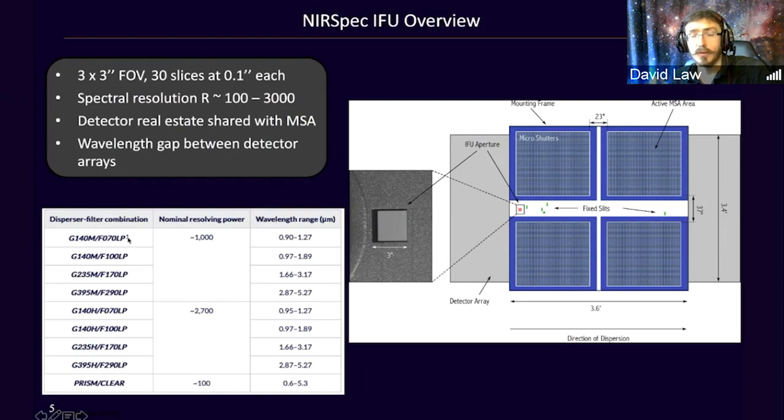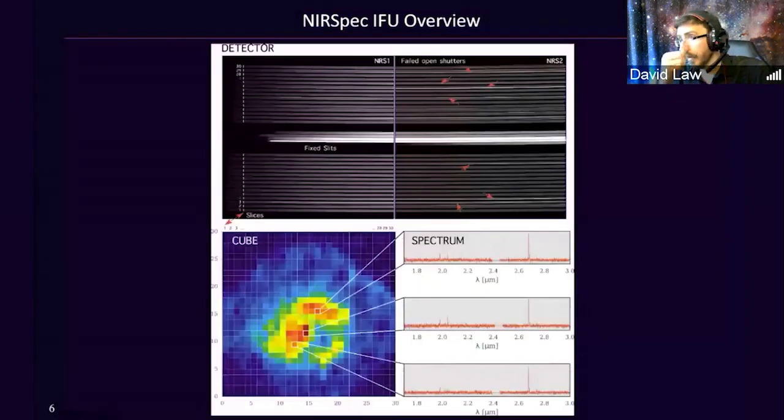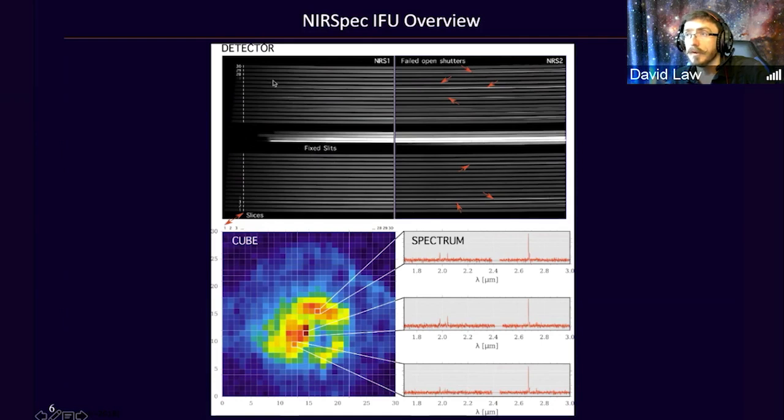If you use the higher resolutions, you need multiple combinations of gratings and filters to cover the entire NIRSpec wavelength range. Here's what the detector data look like if you're dispersing these 30 or so different slits across the field of view. They occupy the MSA region of the plane. You've also got the fixed slits dispersing across the middle of the detector, which are permanently open and can't be closed off. There's going to be a gap in the middle where those wavelength ranges cross between the two detector chips, so you'll always have a little wavelength gap in the middle of your spectrum.